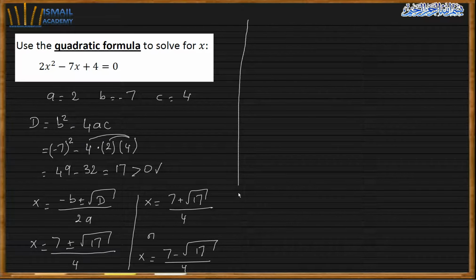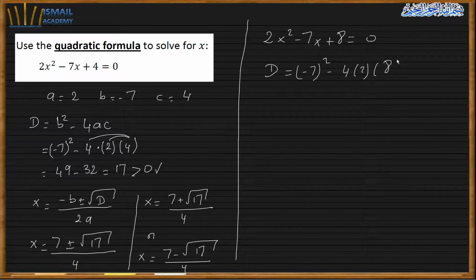Alright, in case you have a negative discriminant, let's pick, for example, something simple, equals 0. When I look for my discriminant, I got minus 7 squared minus 4 times 2 times 8. So 32, 64, and here is 49. So we have minus 15, which is less than 0, negative. If they're looking for real solution, here you have to state there's no solution.